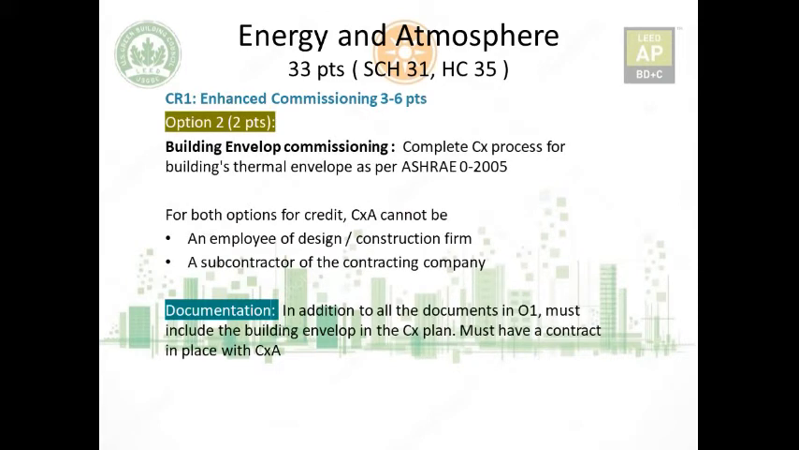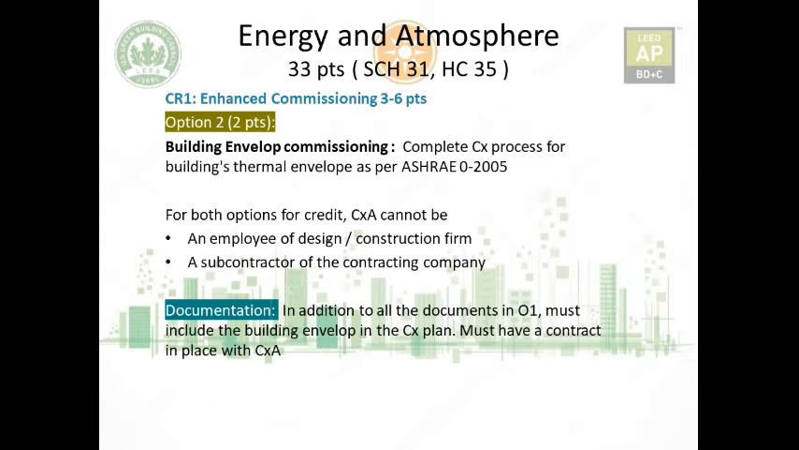Option number 2, for 2 points, is a complete commissioning process for the building's thermal envelope. How is it going to help? If you have a good thermal envelope that is commissioned properly, designed properly as per the standards, and has good insulation properties, it means that your air inside, which is cooled or heated based on your temperature and climate, will not leak outside. If it is not leaked outside, it means less pressure on your HVAC system. Less usage of the HVAC system means less energy or electricity used. Less electricity used means fewer fossil fuels burned, and it will serve the purpose.